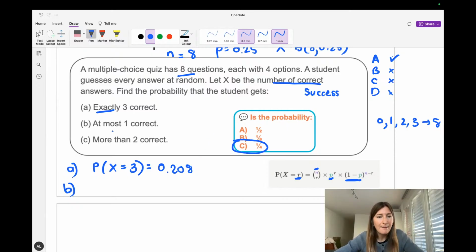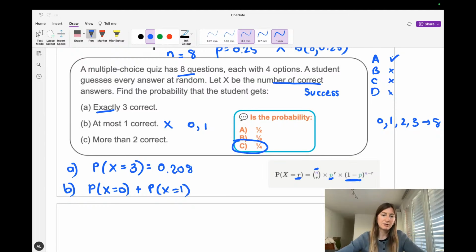All right, so if we want at most 1 correct, at most 1, that's meaning values of x are going to be 0, 0 is at most 1, and 1, that includes 1. So what we're looking for here is the probability that x is equal to 0 and the probability that x is equal to 1. That's at most 1 correct. All right, so that's what we want to find.